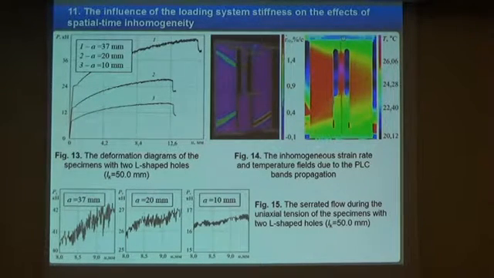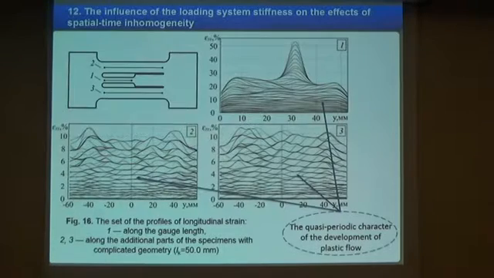So the loading stiffness influences the serrations on the deformation diagrams, and on the surface we can observe a complicated system of PLC bands during the tension. And it is interesting that the quasi-periodic character of the development of plastic flow is observed as well as on the standard flat samples.